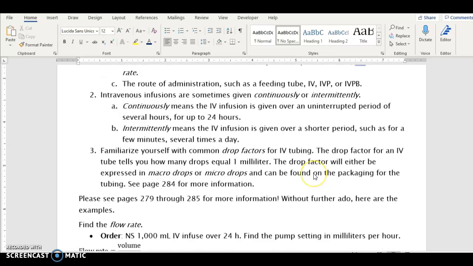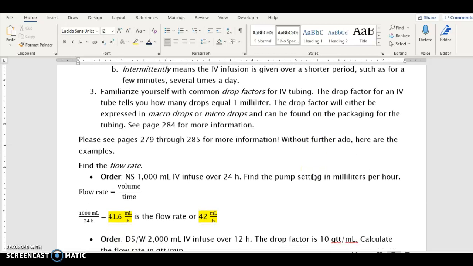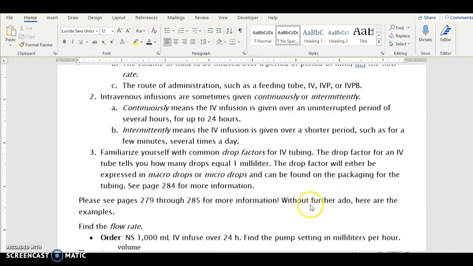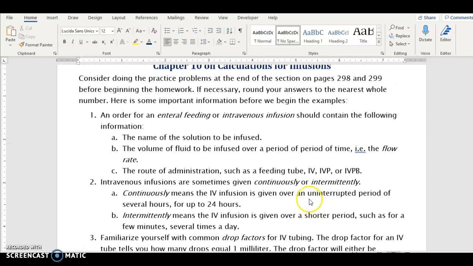Hello students, in the previous video we discussed some examples where you were asked to find the flow rate of an IV infusion, in either milliliters per hour or in drops per minute. I want to remind you that when you do the problems in chapter 10, round your answers to the nearest whole number, if possible. If you look at the answers in the back of the book for chapter 10, most of the answers are rounded to the nearest whole number.